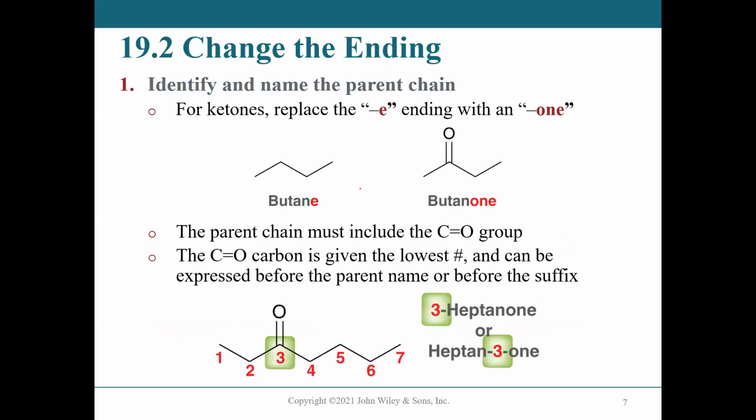For ketones, replace the E ending with ONE, so butanone. The parent chain must include the carbonyl group. The carbonyl group is given the lowest number and can be expressed before the parent name or before the suffix. So we have 3-heptanone. Hept is a 7-carbon chain. At the 3 position, we have our ketone.